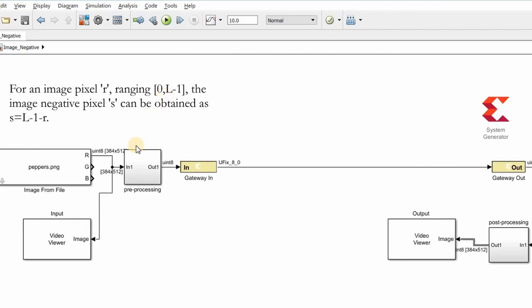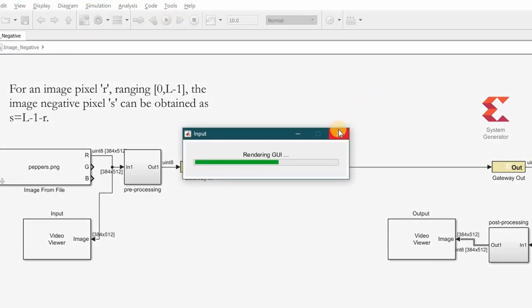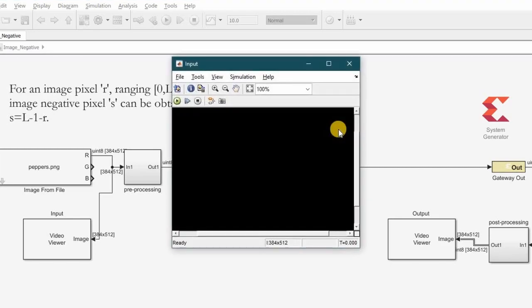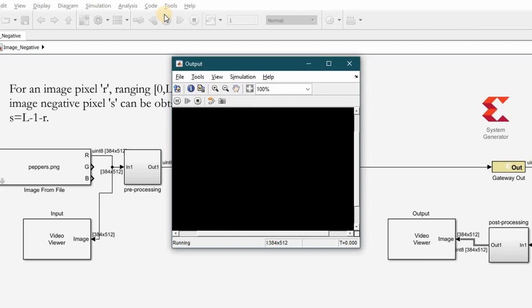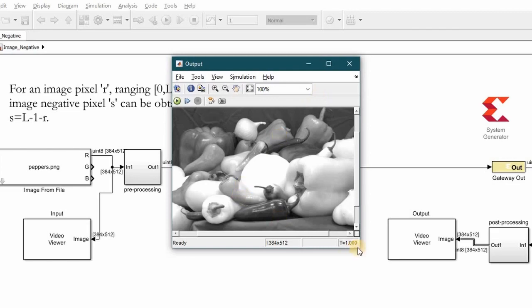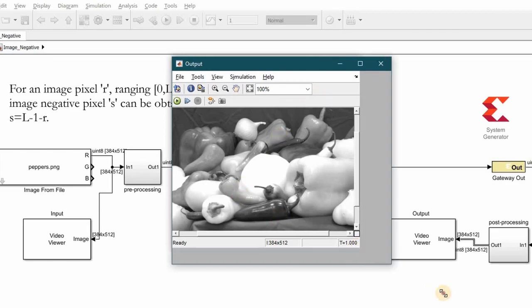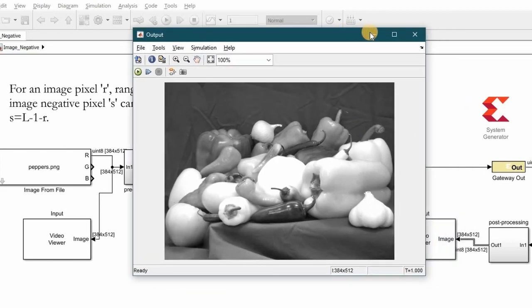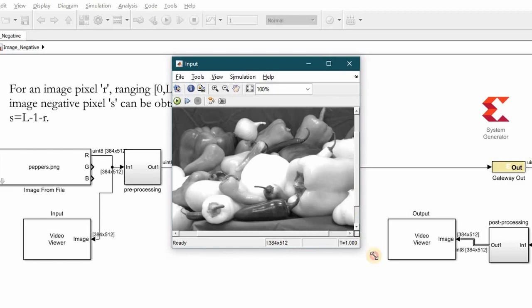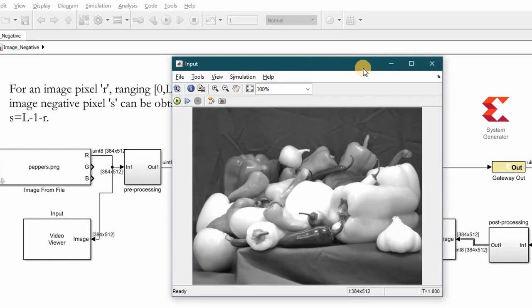First let's run the model and see the output. I will keep the simulation time as 1 second to save time. This is the output we got, and this is our input. Okay, our model is fine.